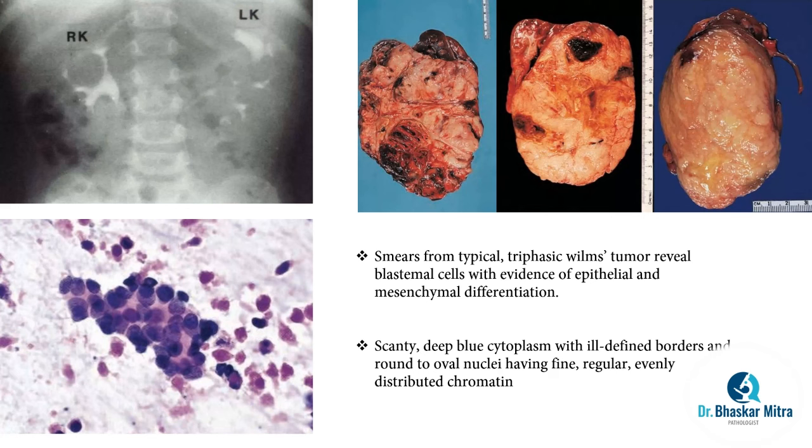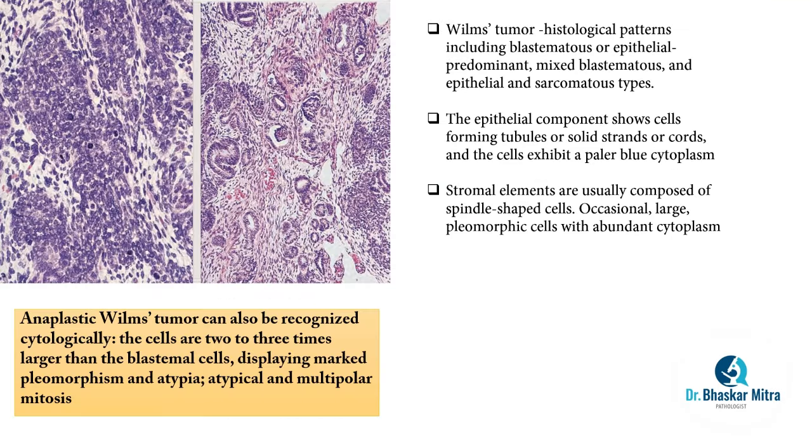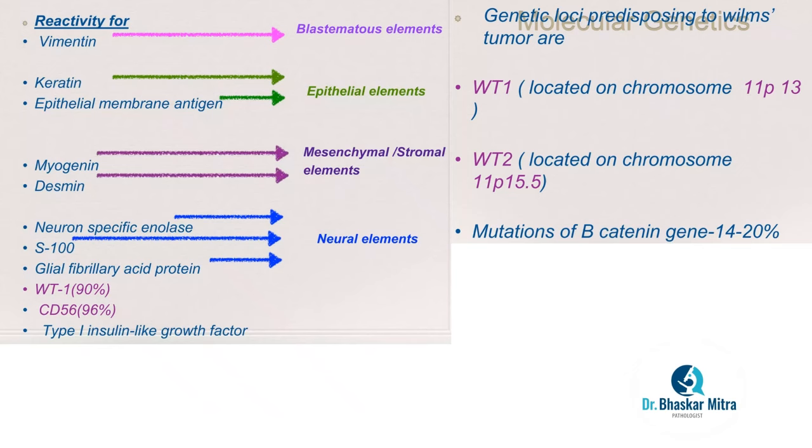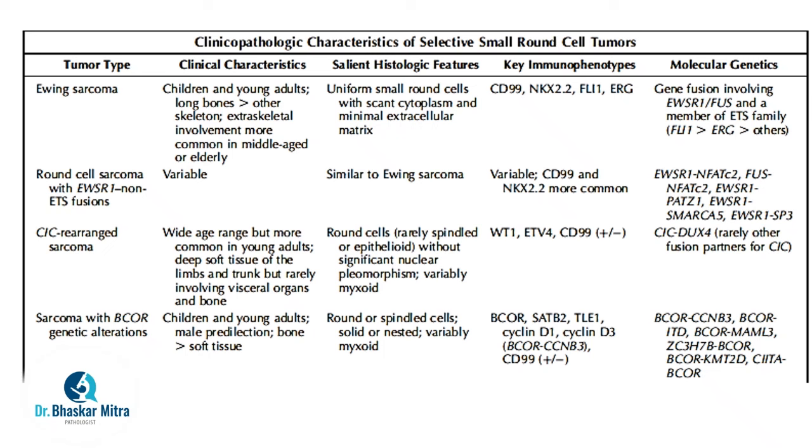Cytomorphologically, you can see this tumor has a blastemal component showing morphological similarity with the small round blue cell tumors, with round to oval nuclei with irregularity of the margin and even distribution of chromatin. Here we can see the blastemal and the epithelial components among the tumors with the presence of anaplastic features, giving rise to favorable and unfavorable histology. I am not going into details of this tumor because it is not a part of this discussion.